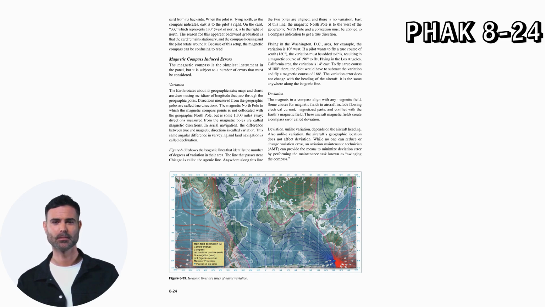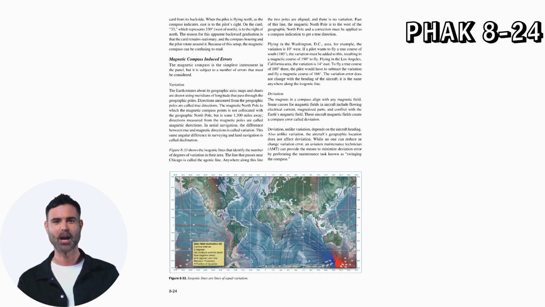Figure 8-33 shows the isogonic lines that identify the number of degrees of variation in their area. The line that passes near Chicago is called the agonic line. Anywhere along this line, the two poles are aligned, and there is no variation. East of this line, the magnetic North Pole is to the west of the geographic North Pole, and a correction must be applied to a compass indication to get a true direction. Flying in the Washington, D.C. area, for example, the variation is 10 degrees west.